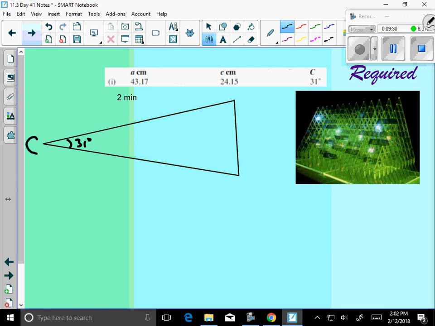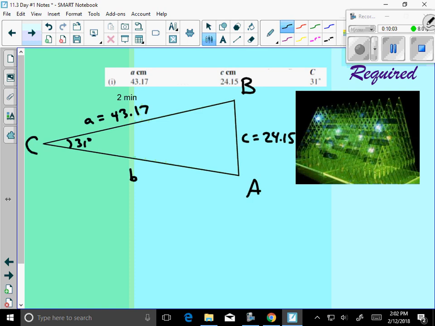Does it matter if I put the 43.17 here? No, I could put it here. Could I put it here? No, definitely not, right? That has to be C, but it could go either here or here. So I'll put it here. It seems like a number that belongs there. Okay, so if that's side A, then that makes this angle A. That makes this side C, which is 24.15. That makes this angle B, and that makes this side B.